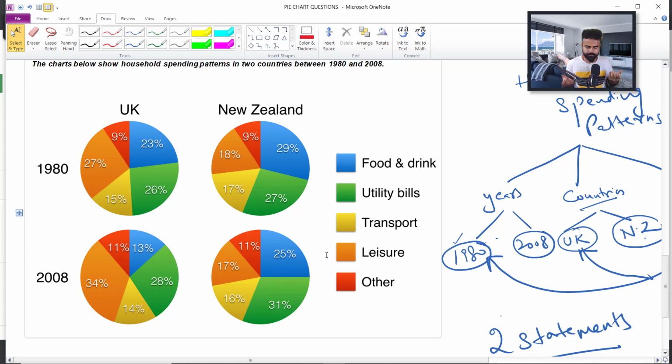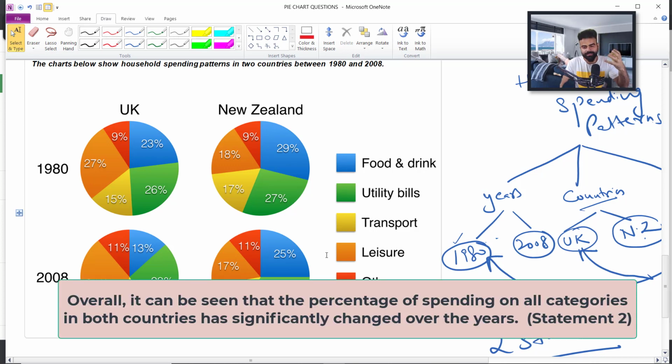Overall it can be seen, okay, so this is household spending patterns. Overall it can be seen that the percentage of spending on all categories in both countries, UK and New Zealand, has significantly changed over the years.